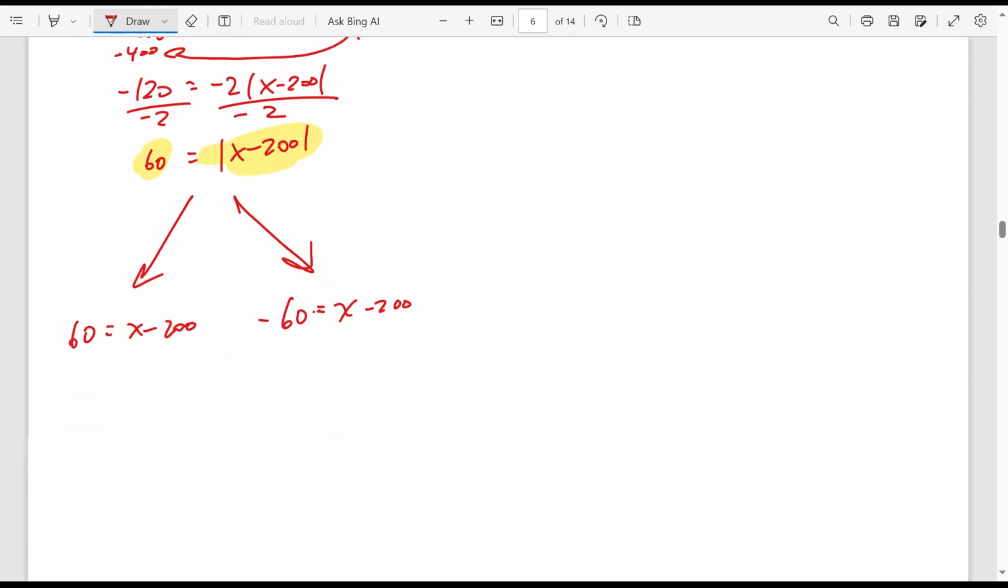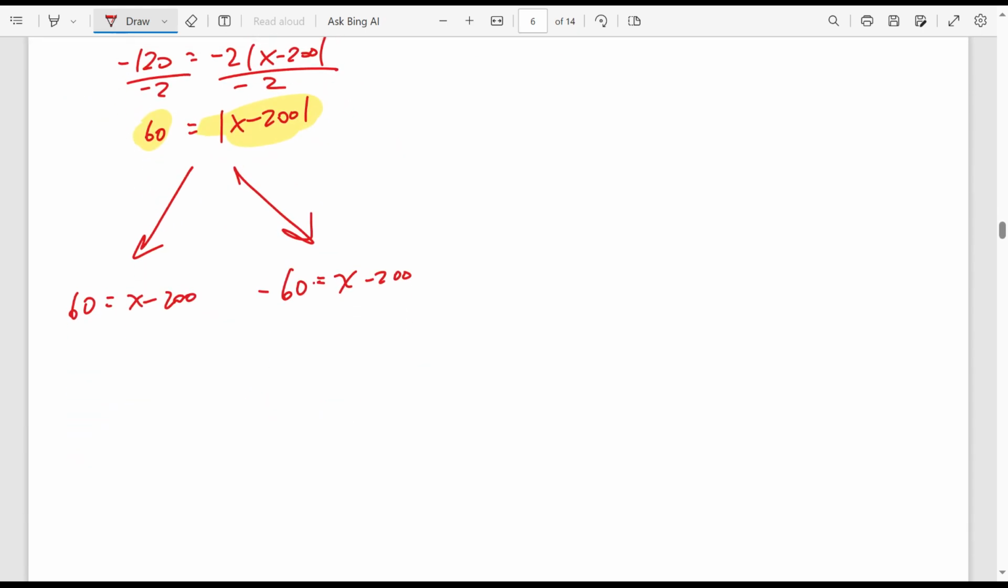The only difference is I'm going to have two different answers, right? Do I want x is 260 or do I want x is 140? 260. I'm going to accept that one and reject the other one.